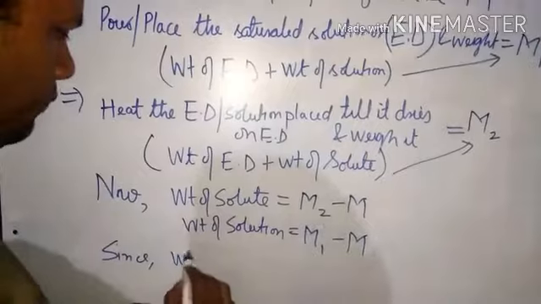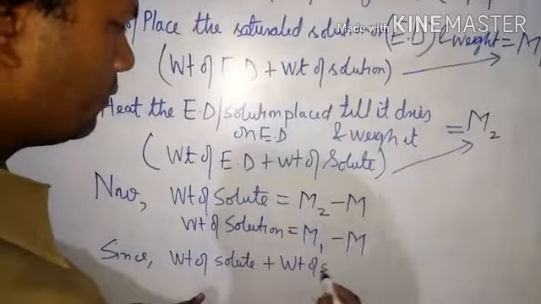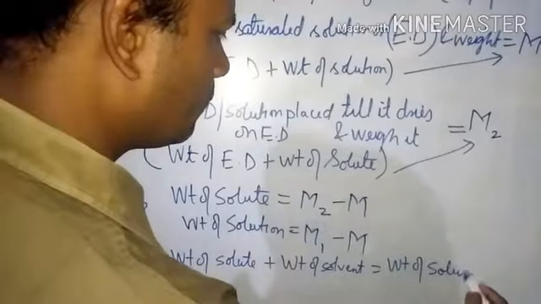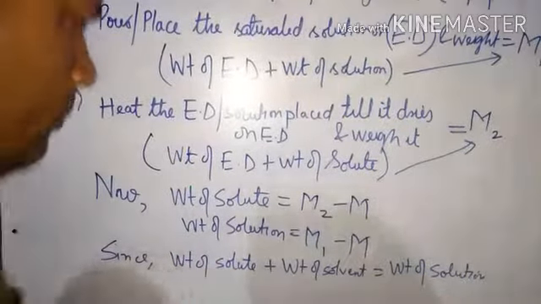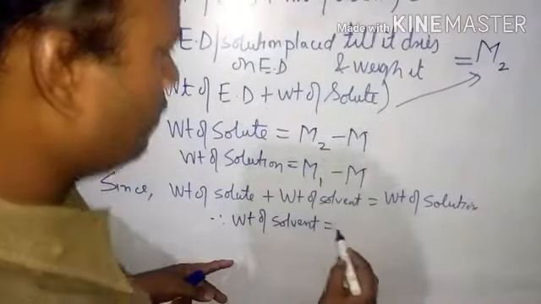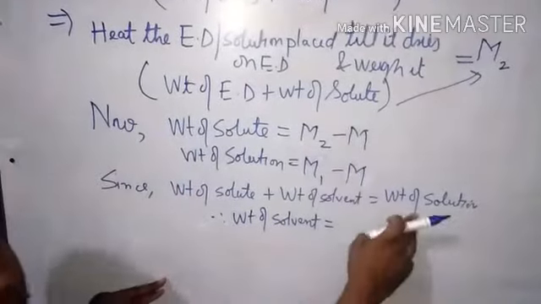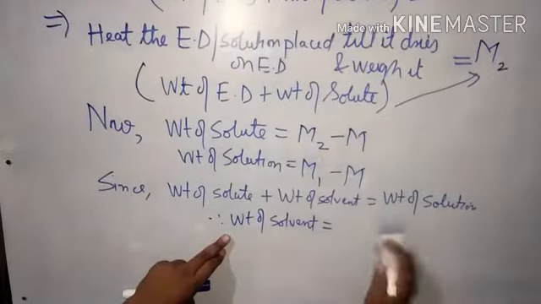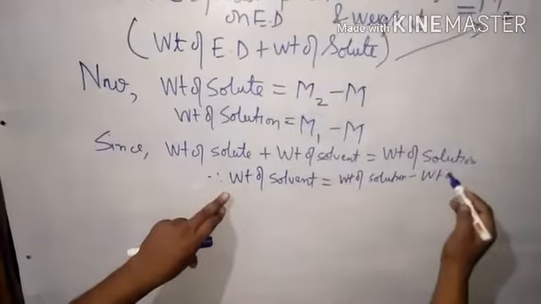Since weight of solute plus weight of solvent is equal to weight of solution, and we have two things known here, solute is known and solution is known, therefore the weight of solvent is equal to weight of solution minus weight of solute.